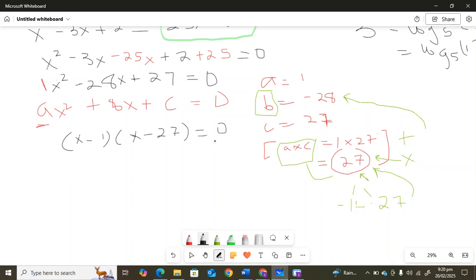You always have to do that. Multiply A times C. After you found out what your A, B, and C is, multiply A and C. Once you've multiplied A and C, the number that you get, you have to find factors of that number. When you multiply those factors, they give you the same product of A times C. And when you add those numbers, they have to give you B.